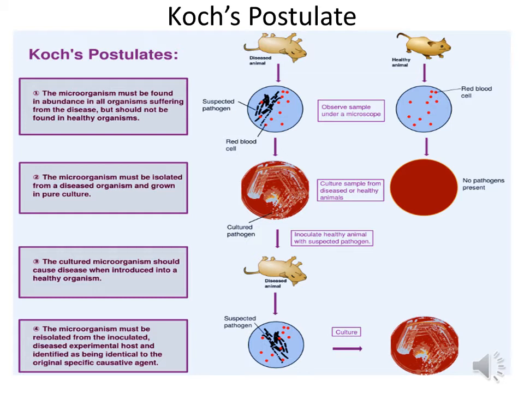Then, we take the cultured pathogen and introduce it to a healthy mouse. That is Koch's third postulate. In the end, the healthy mouse will develop the disease of the original infected mouse. That was rule number 4.